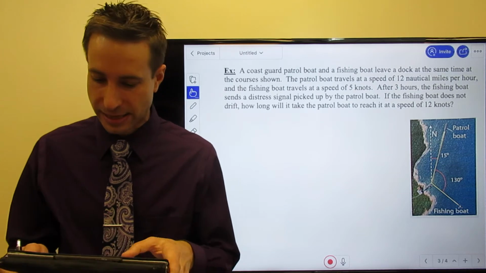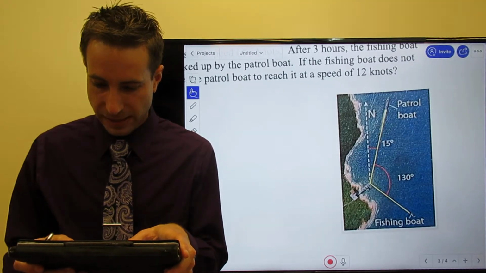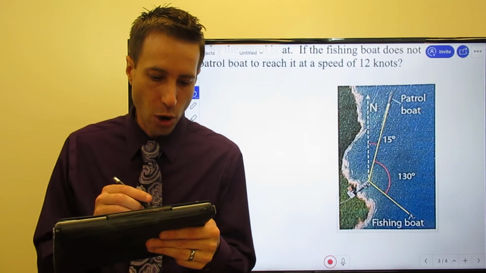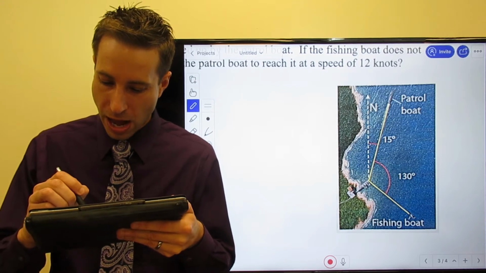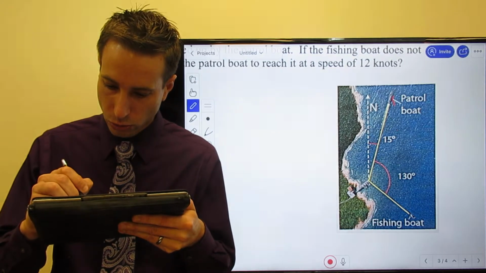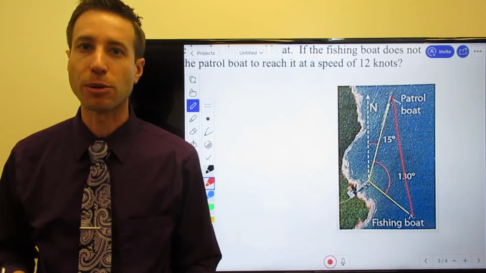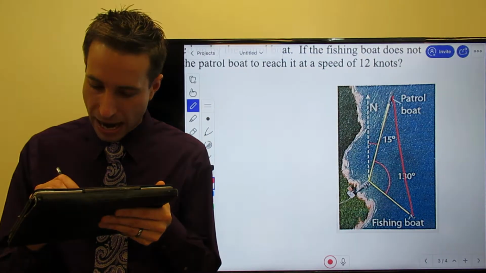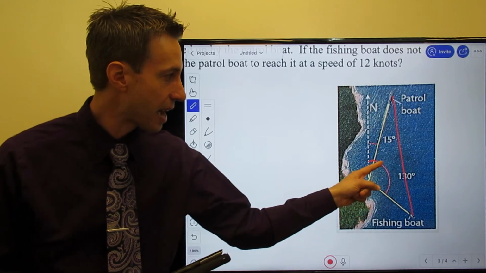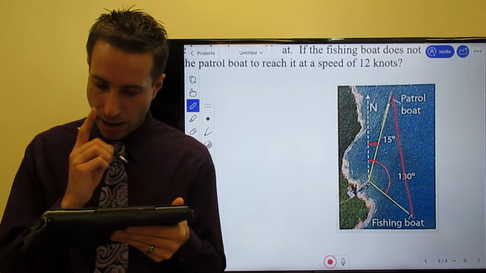So let's go ahead and take a look at this diagram that I've given you. Here's essentially what's happening. It is now 3 hours later. So here's what I know. I want to figure out how long it is going to take the patrol boat to get to the fishing boat after it sends out the distress signal. Now let's figure out some of this stuff as well as label our diagram, and I apologize, that line should extend all the way to the dotted line as well as this little arc up here.